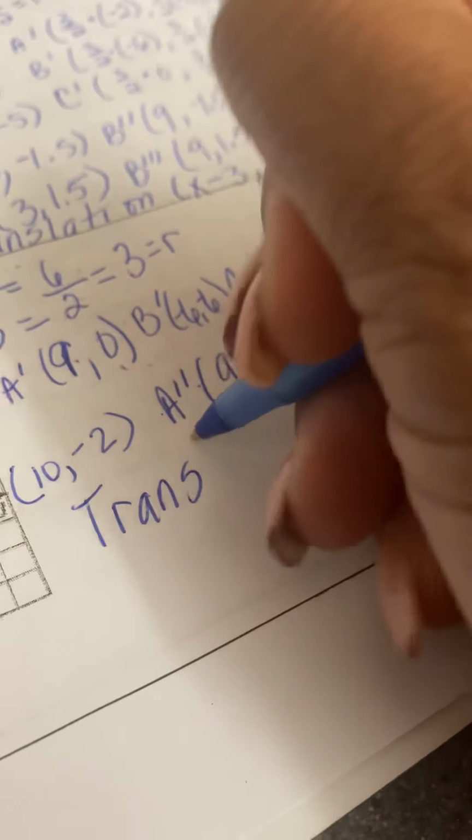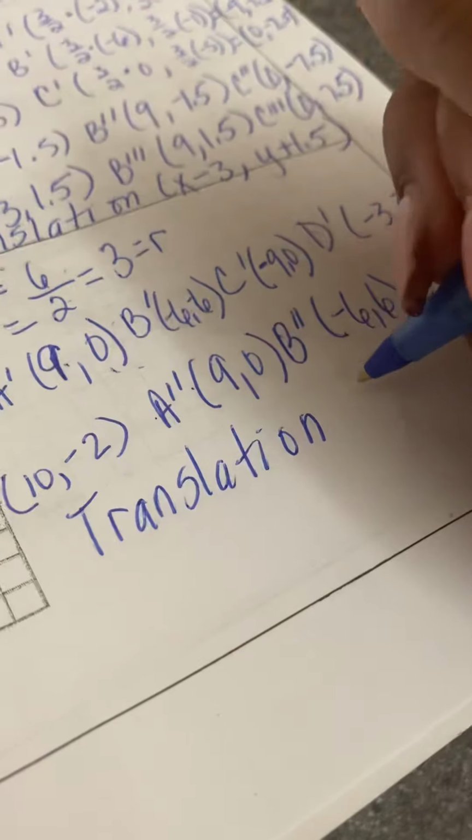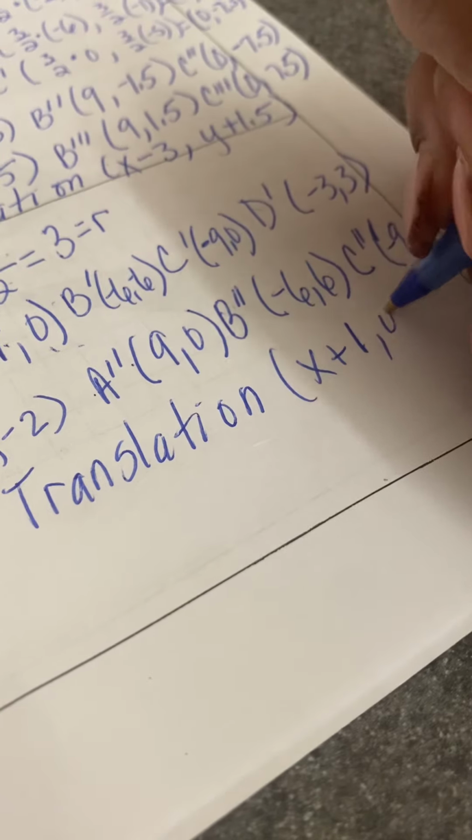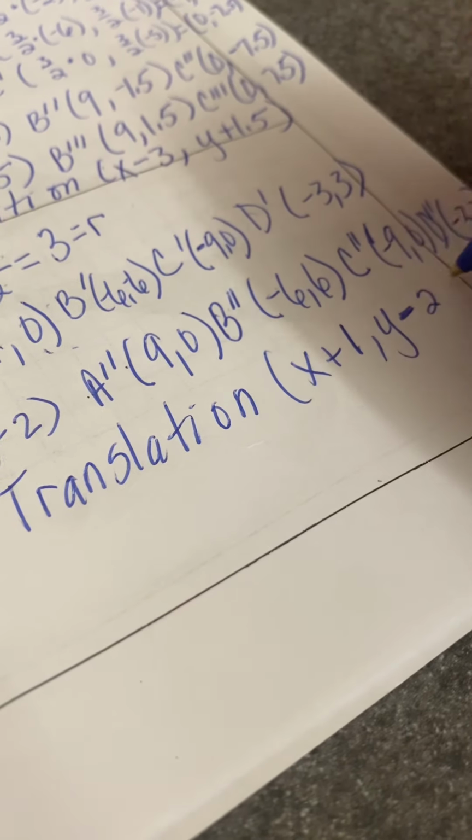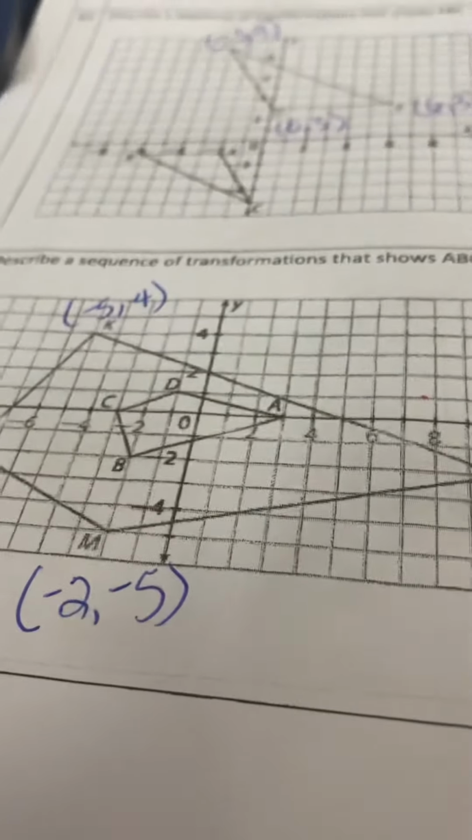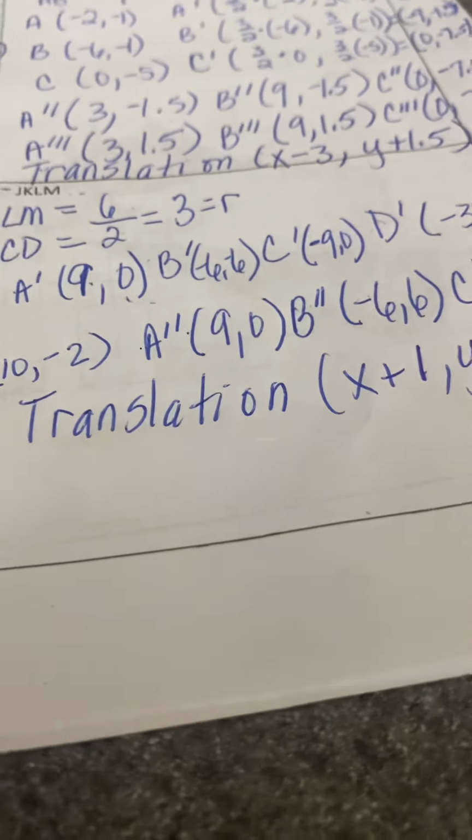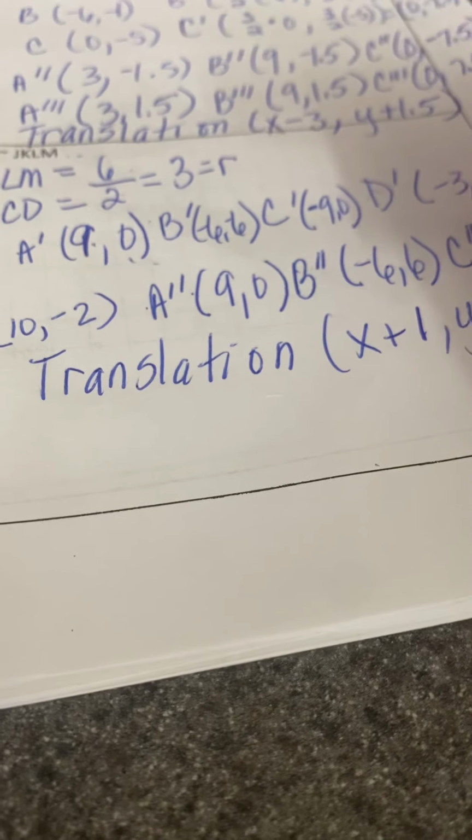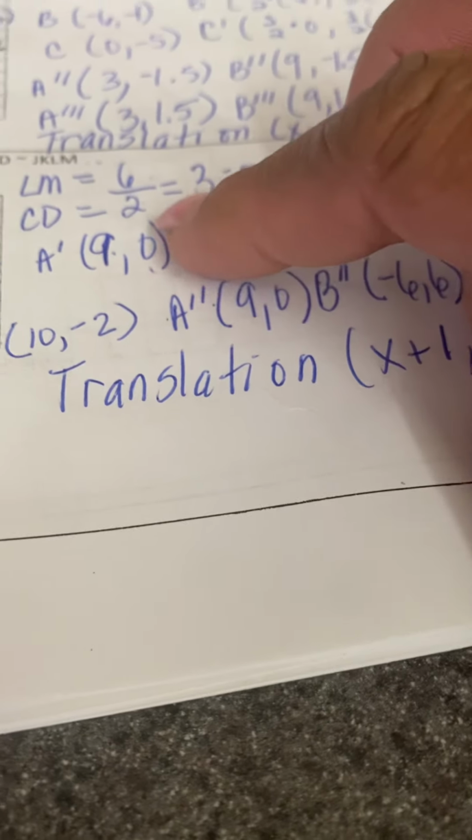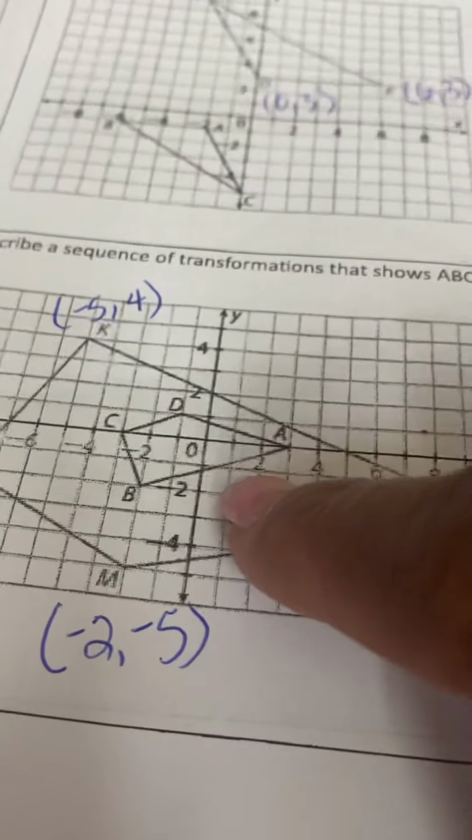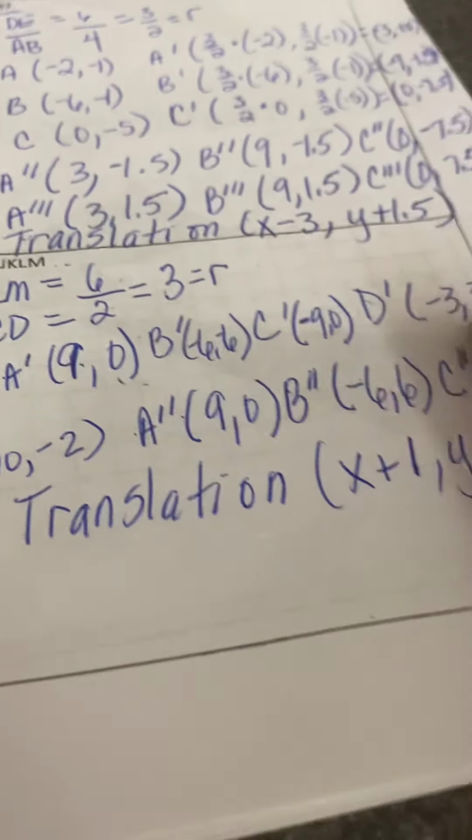So it could be safe to say that we have a translation of 1 unit to the right, because you have to add 1. And we have moved this figure 2 units down, which is y minus 2. So as you can see, there was a series here of only 2 transformations, which determines our sequence. We had the dilation first. The dilation was 3. We dilated all of our pre-images by 3, which gives us A prime, B prime, C prime.